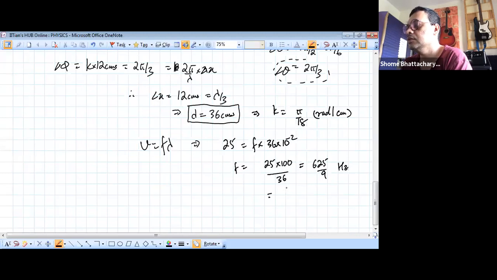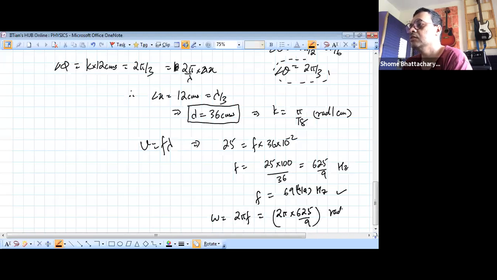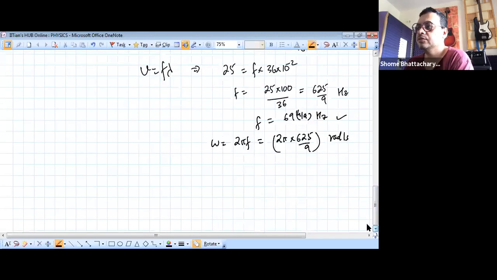That is 69 and 4 by 9 seconds. That means per second it makes 69 and 4 ninth of an oscillation. So more important, so our frequency is this much, and our omega, which is 2 pi f, will become 2 pi into 625 by 9 radians per second. So now we have all the information of it. Okay, so that is done.